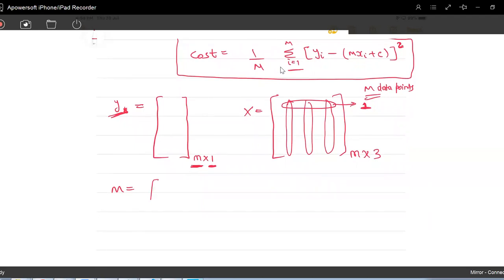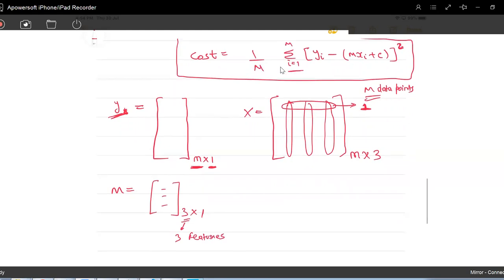Okay, so the dimension of m will be 3 into 1. Why 3 into 1? Because we have three features over here. So if we have three features, what will be the value of y predicted?